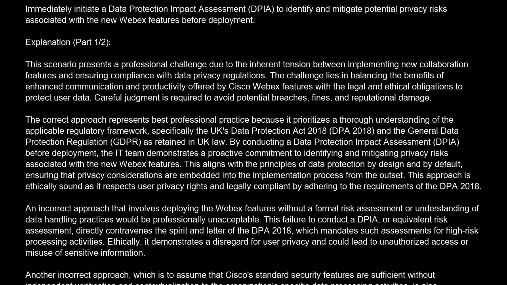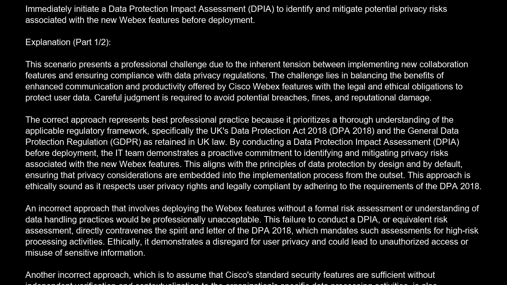The correct answer is B. Immediately initiate a Data Protection Impact Assessment (DPIA) to identify and mitigate potential privacy risks associated with the new WebEx features before deployment. Explanation. This scenario presents a professional challenge due to the inherent tension between implementing new collaboration features and ensuring compliance with data privacy regulations.